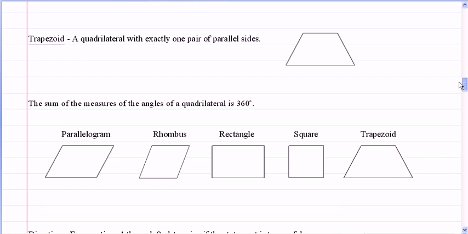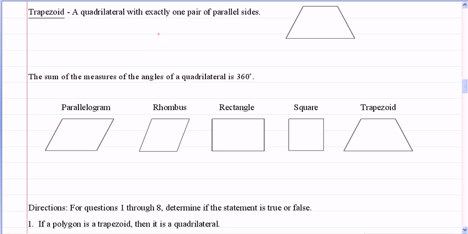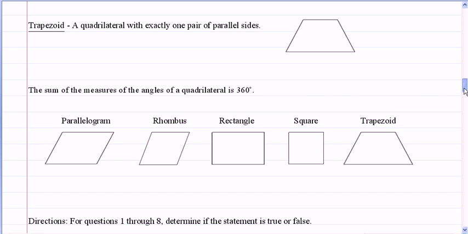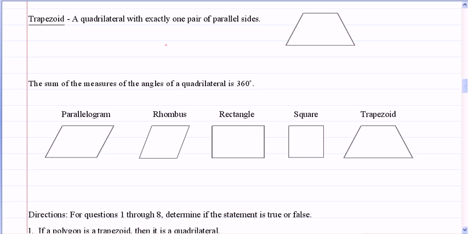The fourth type of quadrilateral is a trapezoid. And a trapezoid is a quadrilateral with exactly 1 pair of parallel sides. So we don't classify a trapezoid as a parallelogram because it does not have 2 pairs of parallel sides, it only has 1 pair. The pair of sides that are parallel I show with arrows, and these sides are called the bases. So we have a base on top and a base on the bottom. The 2 sides that are not parallel on a trapezoid are called the legs.